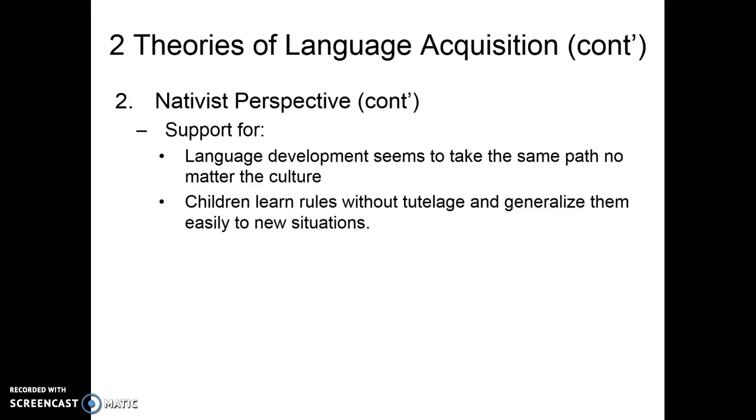Okay, so if we all develop similarly, it would make sense that we are all born with something similar. The second piece here is children learn rules without tutelage or teaching and generalize them easily to new situations. And we just talked about this with the -ed and the -ing. They learn rules without me sitting down and being a teacher and teaching them about past tense and -ed and present tense and -ing, right? They learn these and they apply them easily to new situations.